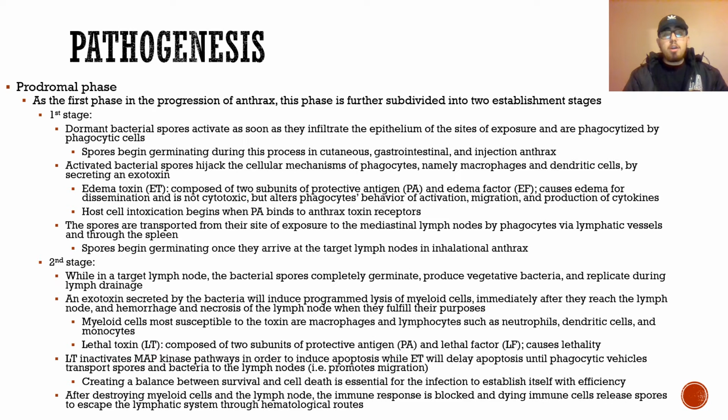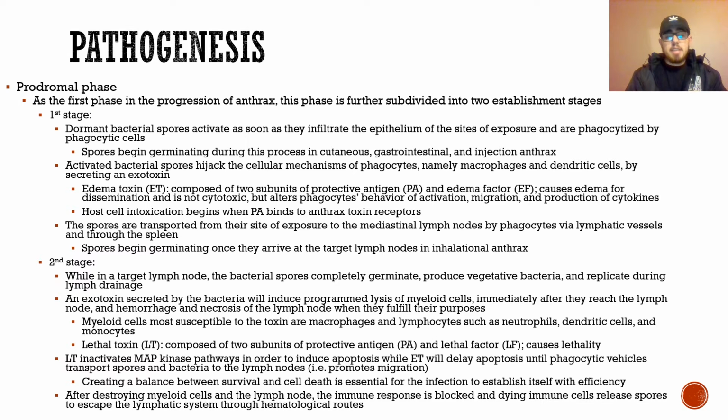The spores then are transported from their site of exposure to the mediastinal lymph nodes by phagocytes via lymphatic vessels and to the spleen, or basically through the lymphatic system. And the mediastinal lymph nodes are located in the central chest between the lungs. Spores begin germinating once they arrive at the target lymph nodes in inhalational anthrax. In inhalational anthrax, this is where these spores begin germinating, whereas in the other types of anthrax, they start germinating as they're in the macrophage or the phagocyte that's transporting them to the lymph node.